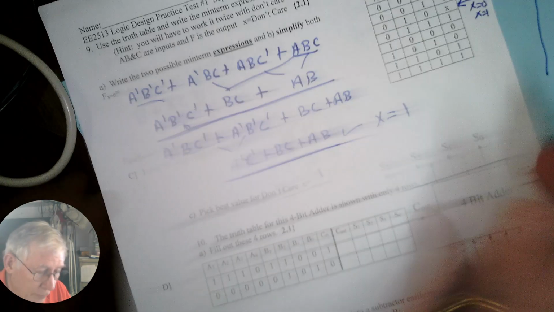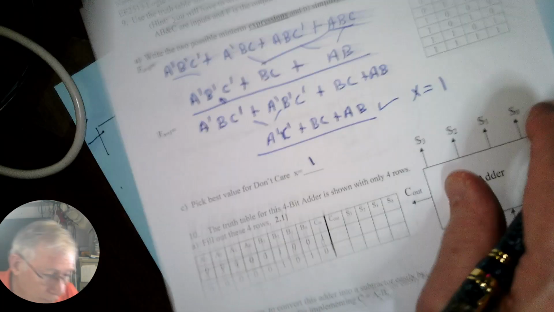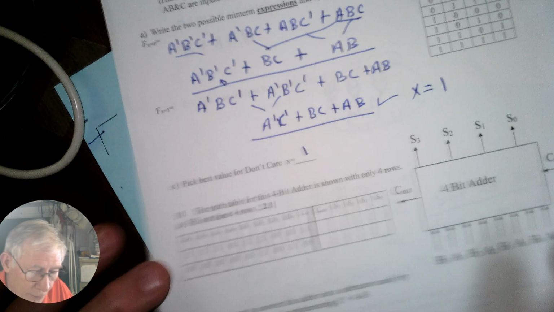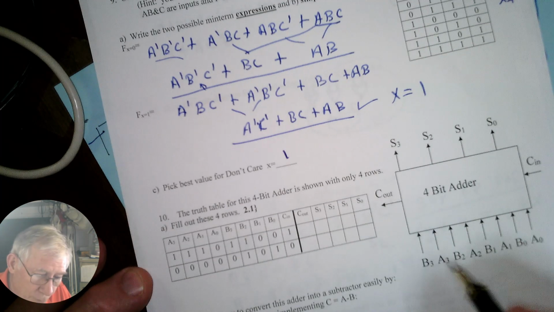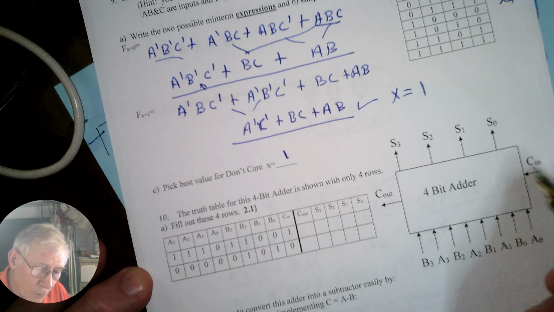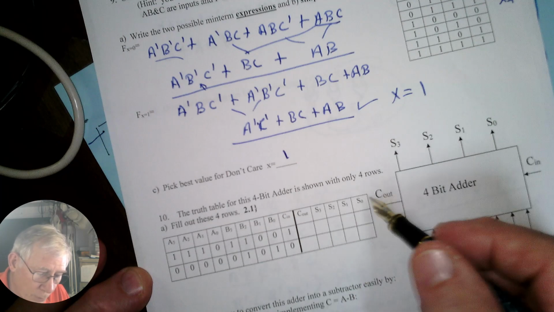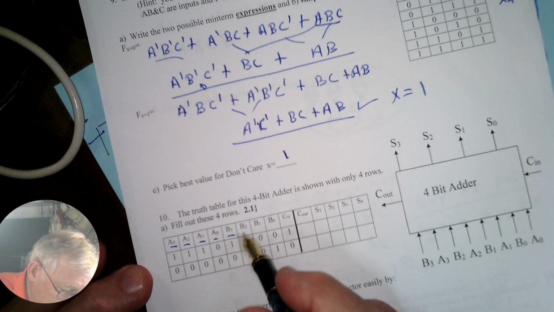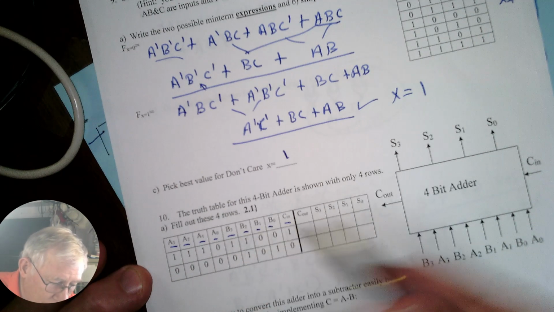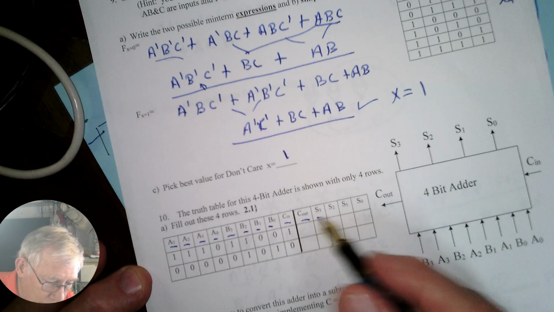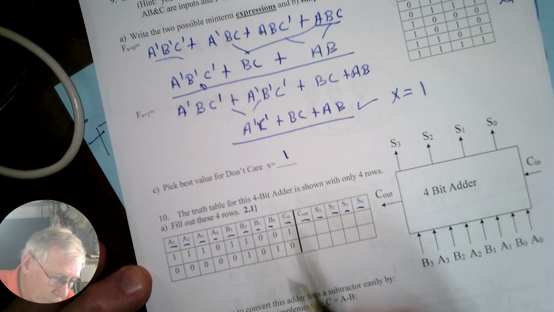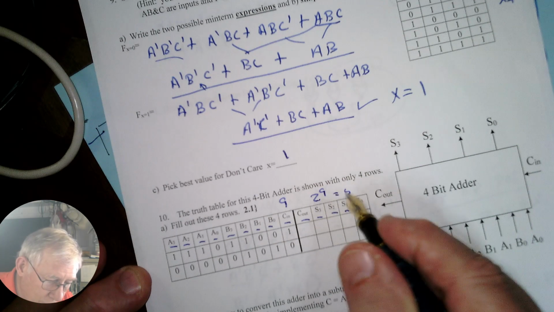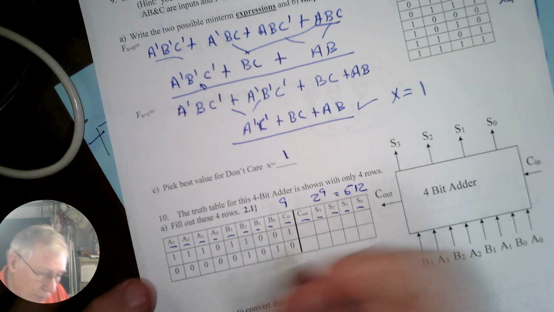Now this final thing, I can't remember if we talked about this or not. But here you have a 4-bit adder. You have 4 bits of A, 4 bits of B, 1 bit of carry in, 4 bits of sum, and 1 bit of carry out. So you have 1, 2, 3, 4 bits of A, 1, 2, 3, 4 bits of B, a carry in, and then you have 5 outputs, carry out and 4 bits of sum. So you have 9 inputs. That means 2 to the 9th, or 512 rows. And here are a couple of rows.